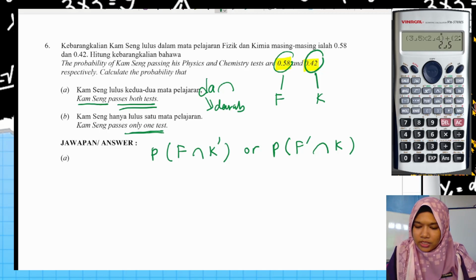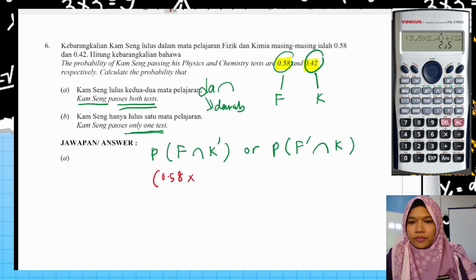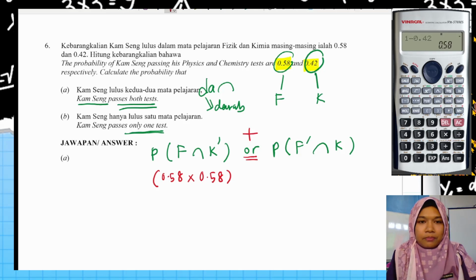Okay, so kat situ tengok intersection, darab. Okay, probability-nya. Probability physics pass is 0.58 times not pass for the chemistry. The balance, berapa balance? Cikgu tekan calculator sekejap. Balance is 1 minus 0.42. Ni pun nak tekan calculator. Not pass 0.58 for the chemistry. Or is what? Atau. So tambah.